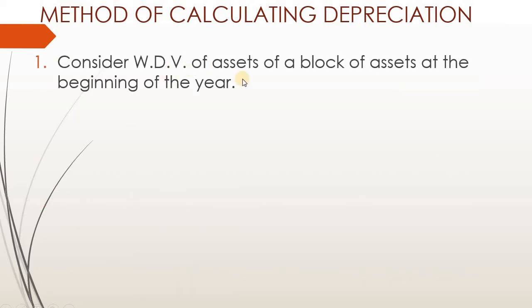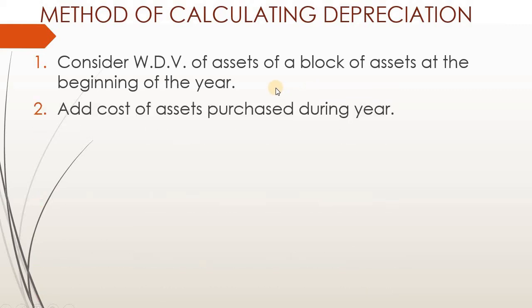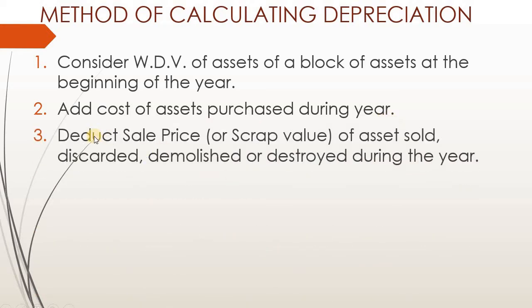First of all, we have to take the written down value of the block of asset at the beginning of the previous year. Then after taking that value, we have to add any additions made during the year. That is, the cost of asset purchased during the year has to be added to the written down value. Then we have to deduct.